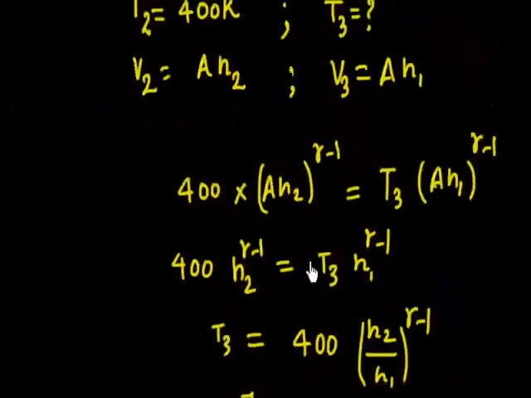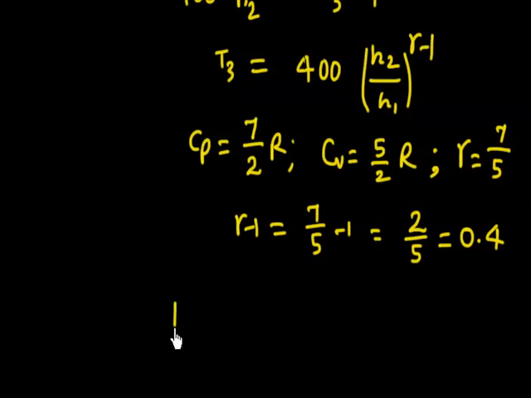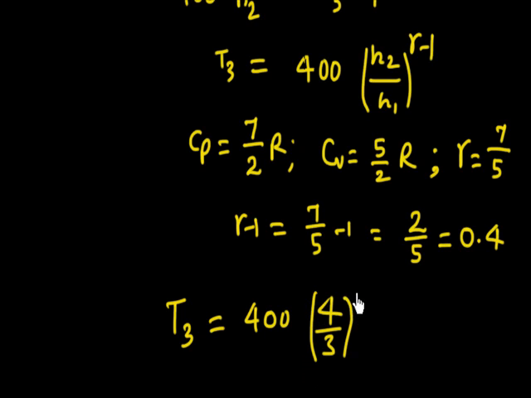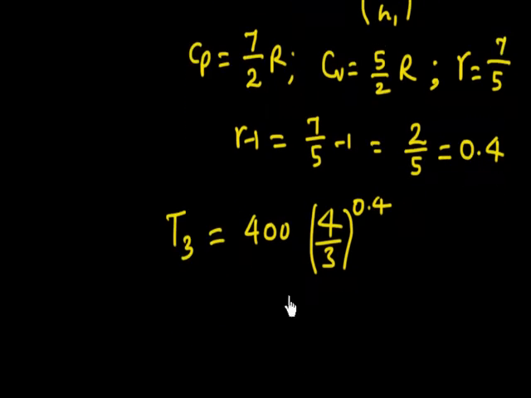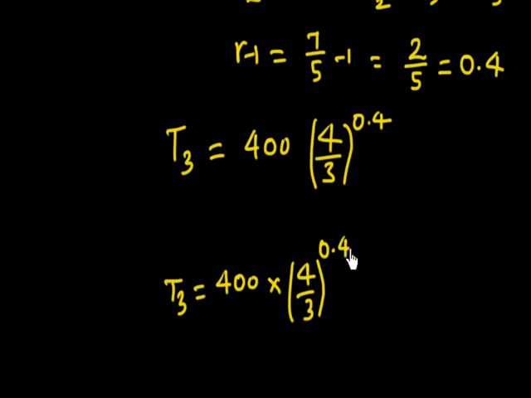So if I plug that value here, H2 by H1 is equal to 4 by 3. So now T3 will be 400 into 4 by 3 to the power gamma minus 1, which I have already calculated, that is 0.4. So this is the final value of temperature. So I can write T3 is equal to 400 into (4 by 3) to the power 0.4. Basically we can calculate this value. So let us try to calculate this value.